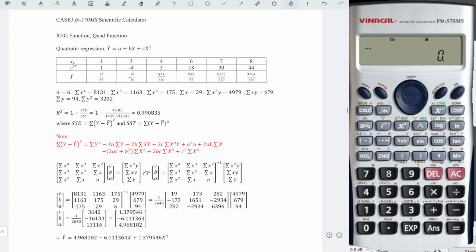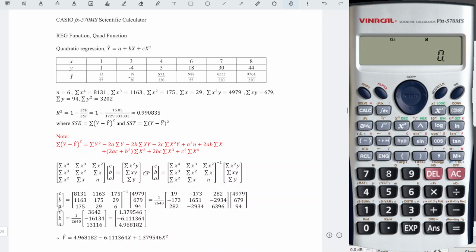We just have to input the data according to x comma y, which means that for the first pair we should input 1 comma 1 and press plus to record. So n equal to 1 indicates the first pair. Next we have 3 comma negative 4, and we press plus, 4 comma 5 and plus, 6 comma 18 and plus, 7 comma 30 and plus, 8 comma 44 and plus. After finishing entering all the data, press AC to continue.